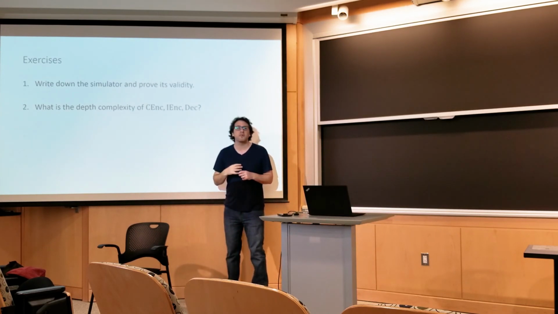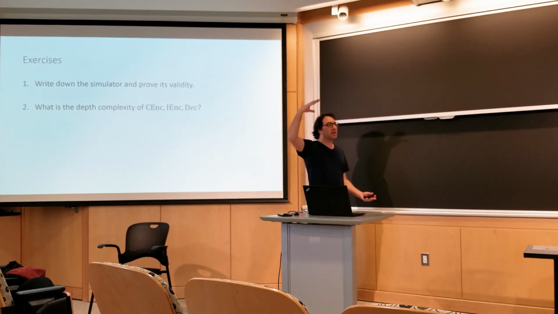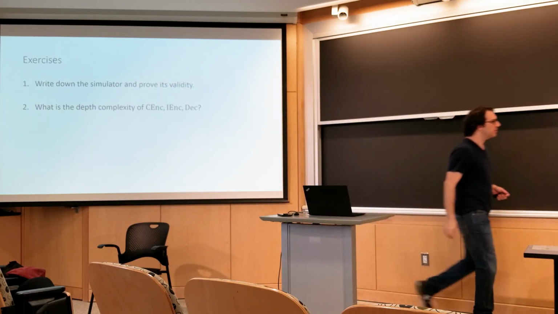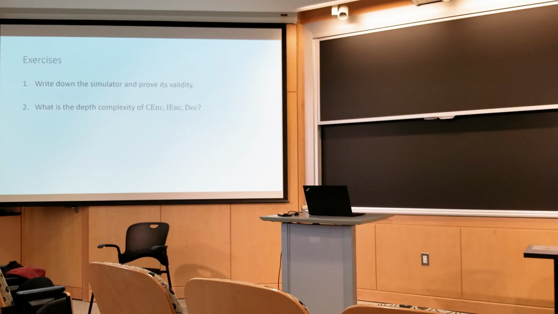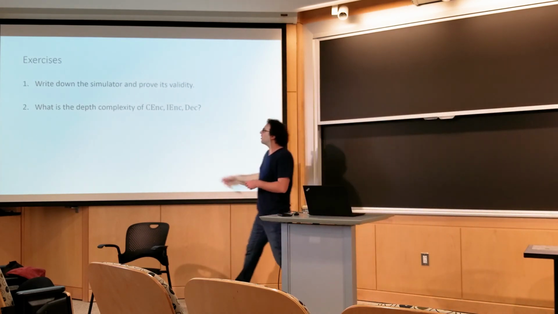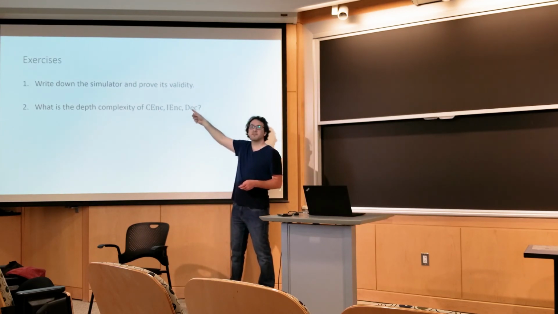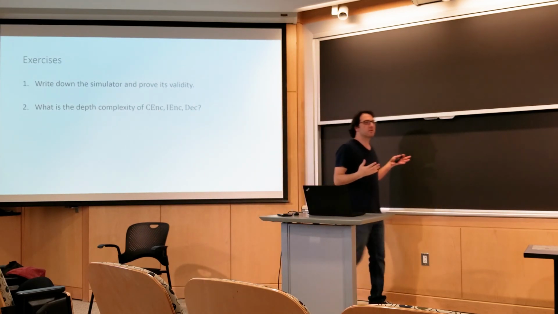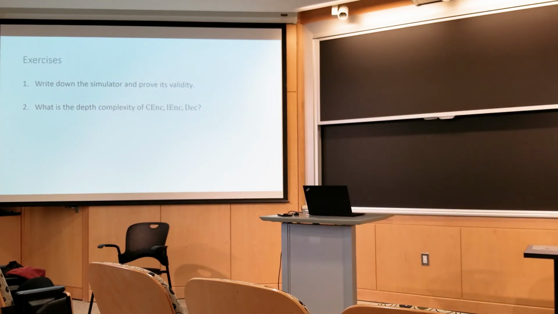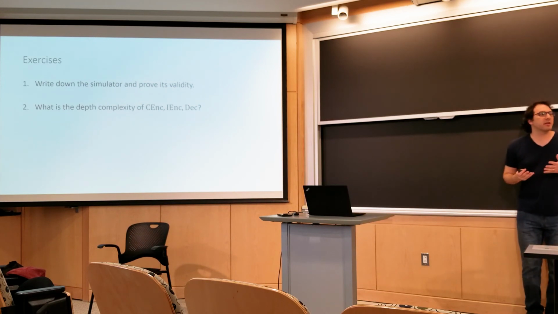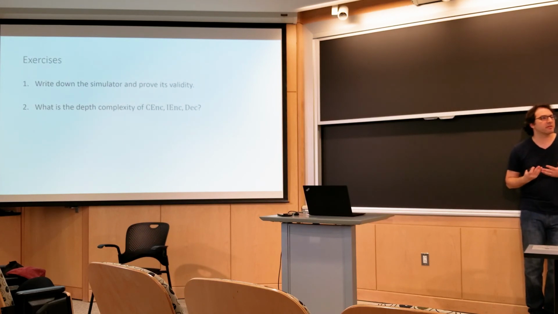If you're trying to garble a circuit that has a very large depth, the circuit that you're trying to garble looks like this. It has many layers in it. Then I'm claiming that the depth complexity of the circuit encoding plus the depth complexity of the decoding has to be at least as much as the depth of the circuit. Why is that the case? Because computing the encoding of a circuit and then computing the decoding of the circuit, one after the other, is just an alternative way to evaluate the circuit, right?